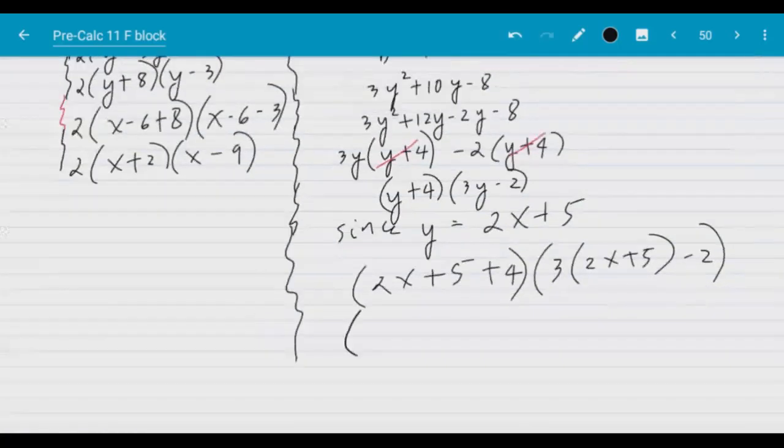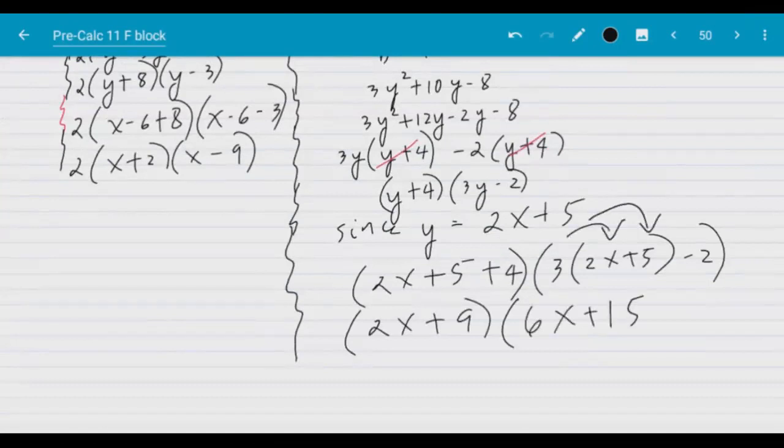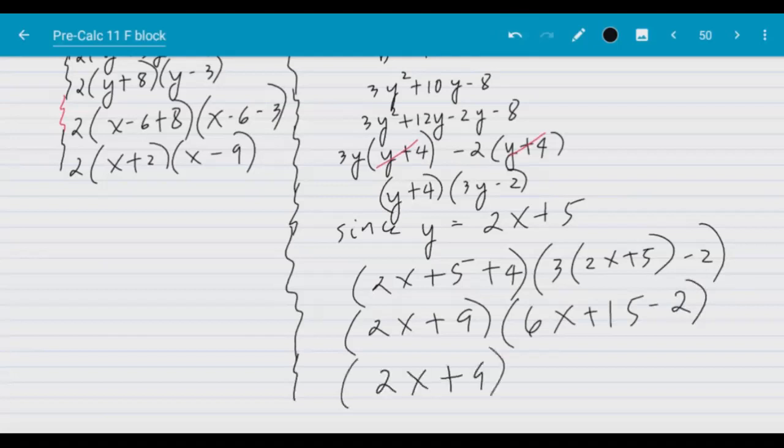So let us simplify. 2x plus 9. This is 6x plus 15, and that is when I did the distributive property, minus 2. Simplifying one more time, I think this is the last step. 2x plus 9 times 6x plus 13. Okay, 2x plus 9 times 6x plus 13. I hope that makes sense.